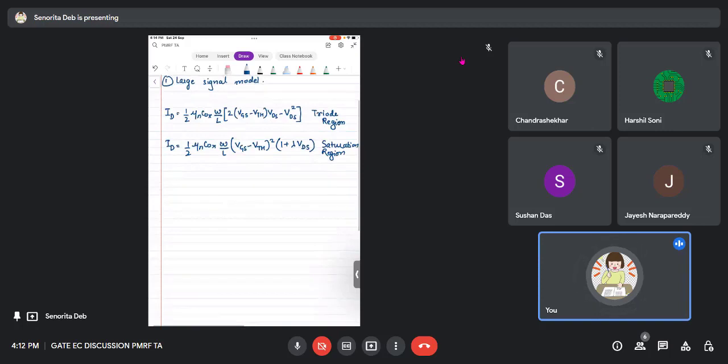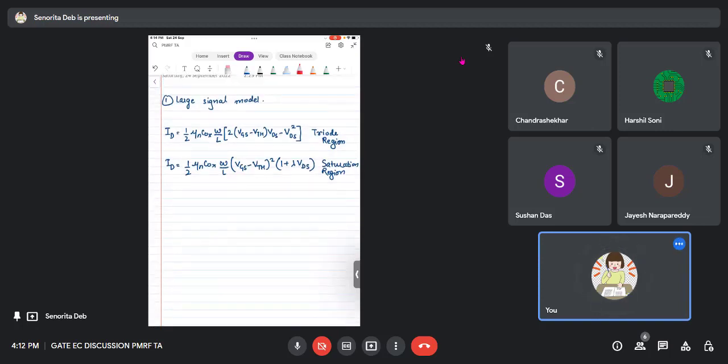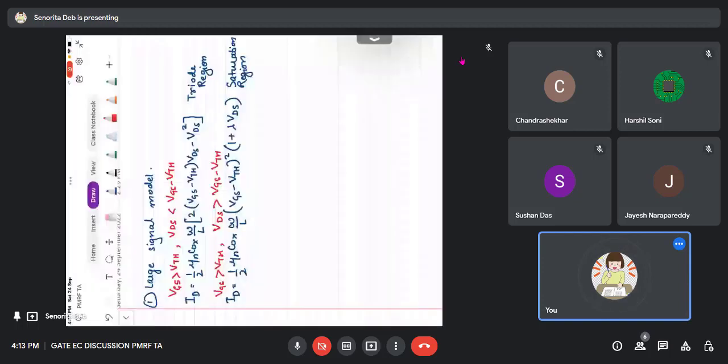So now in deep triode, what will happen? There was one more condition. So let me write the condition as well. So the triode region is when VGS will be greater than VTH, but VDS will be less than VGS minus VTH, right? Then the saturation is VGS greater than VTH, but VDS will also be greater than VGS minus VTH. Okay.